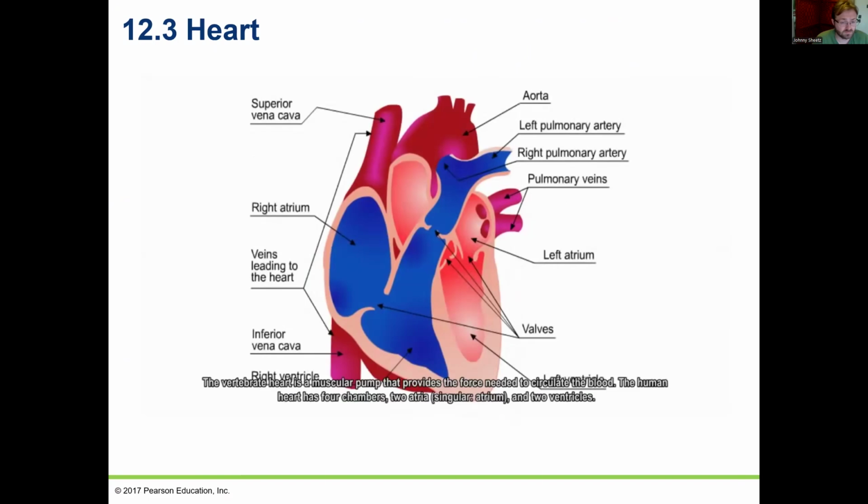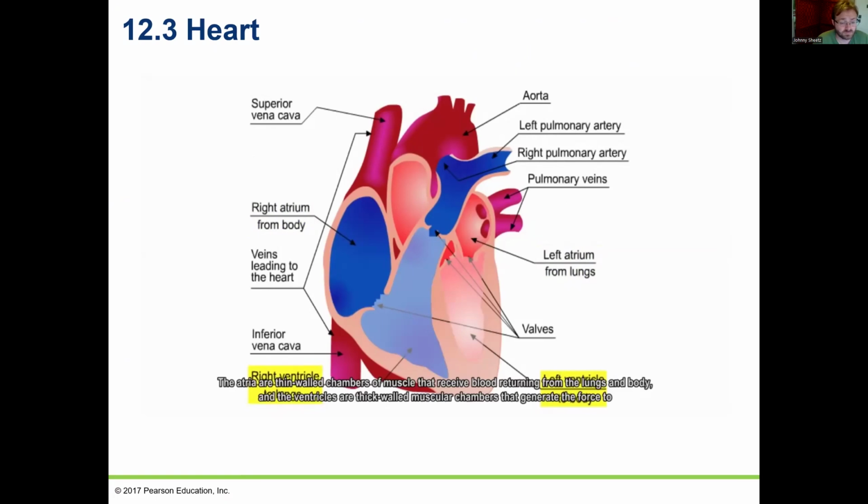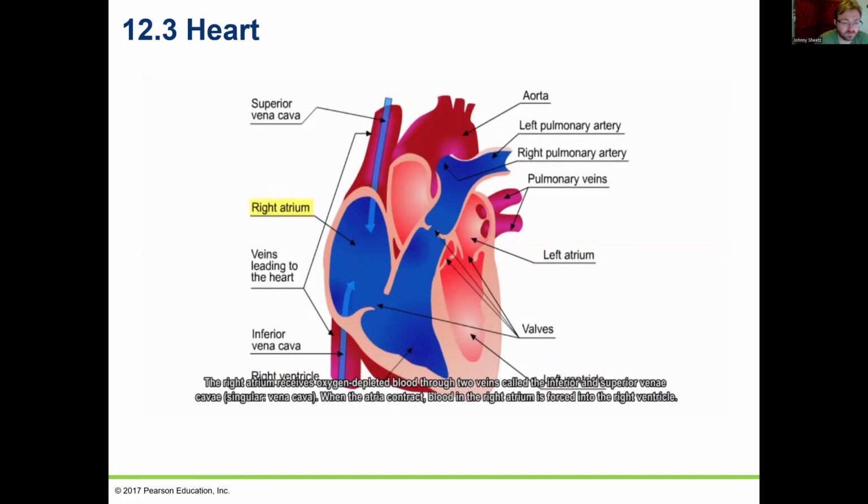The vertebrate heart is a muscular pump that provides the force needed to circulate the blood. The human heart has four chambers: two atria, singular atrium, and two ventricles. The atria are thin-walled chambers of muscle that receive blood returning from the lungs and body, and the ventricles are thick-walled muscular chambers that generate the force to pump blood to the lungs and the rest of the tissues of the body. The right atrium receives oxygen-depleted blood through two veins called the inferior and superior venae cavae, singular vena cava. When the atria contract, blood in the right atrium is forced into the right ventricle.